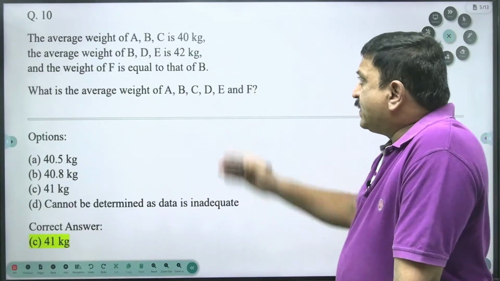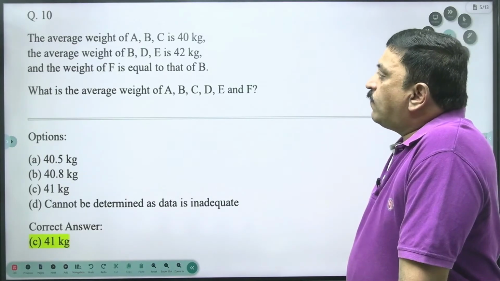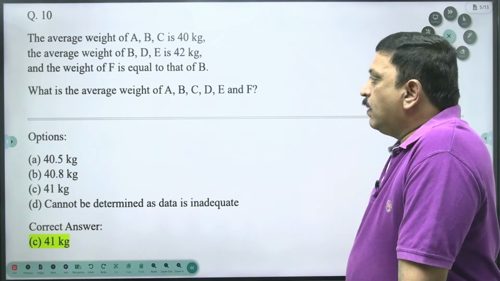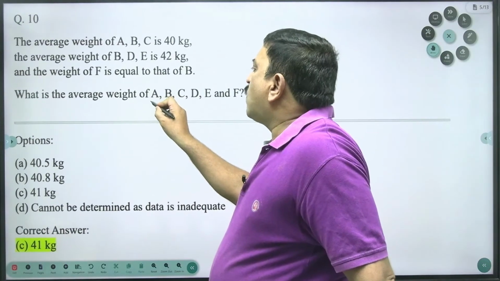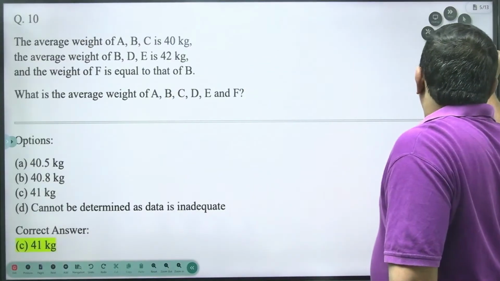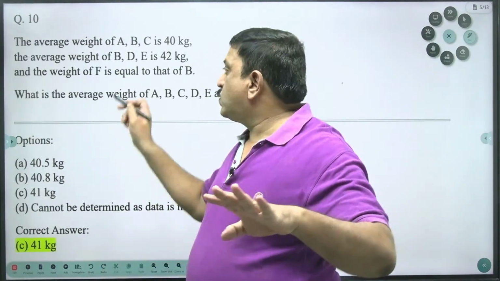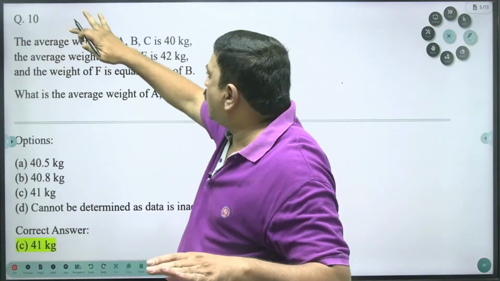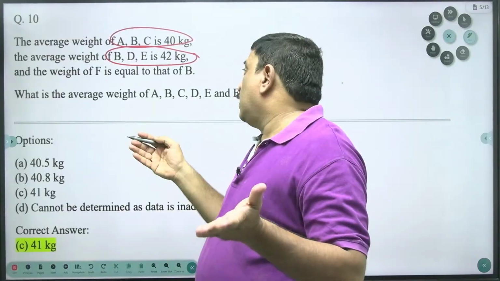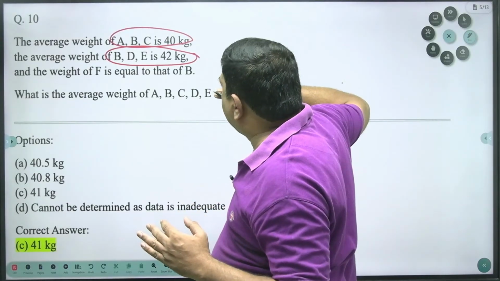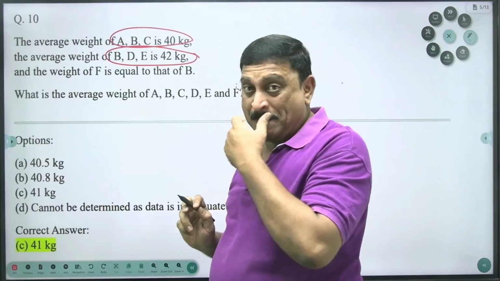Average weight of ABC is 40 kgs and the average weight of BD is 42 kgs and the weight of F is equal to that of B. What is the average weight of A, B, C, D, E, F, right? So some of my students may think that it is cannot be determined, but in our general classes I used to give only up to here, that is first and second part. If ABC is 40 kilos and BD is 42 kilos, what is the average weight of A, B, C, D, E? Cannot be determined. That cannot be determined. Actually, that is the case, right?